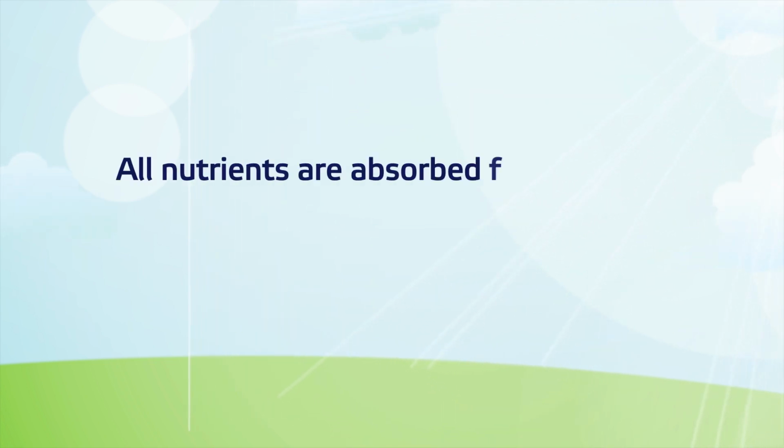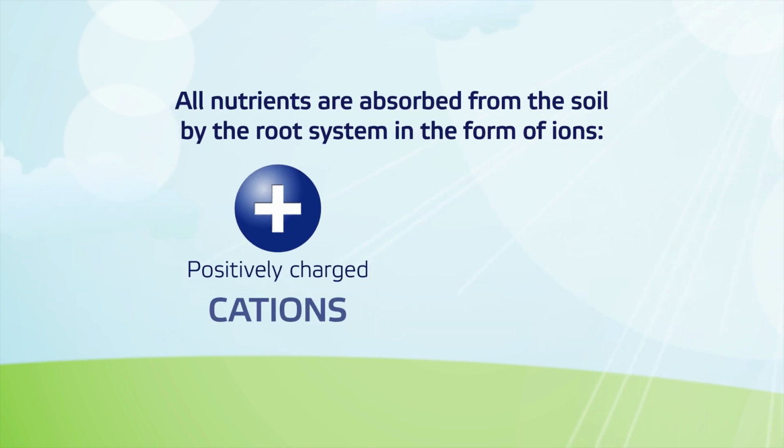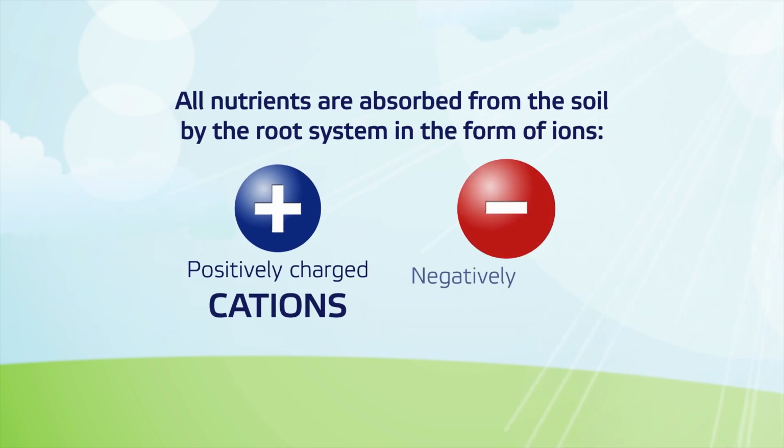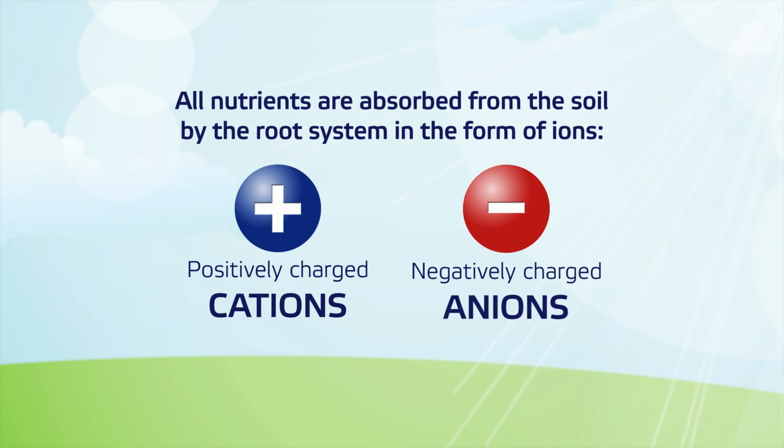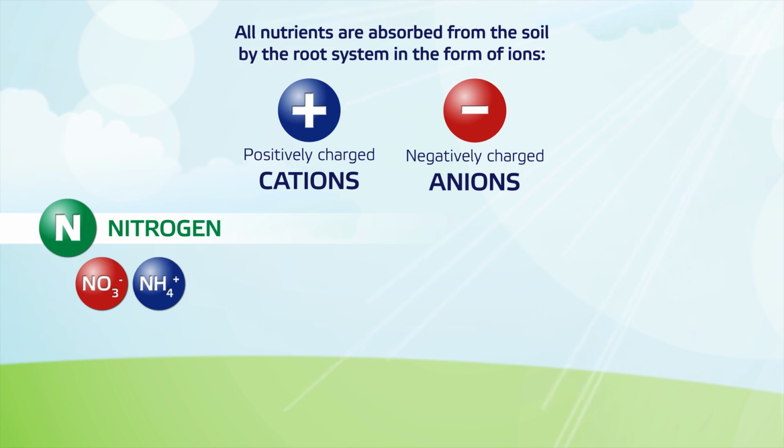The roots absorb all nutrients from the soil in the form of ions. Positively charged ions are called cations, and negatively charged ions are anions. Nitrogen can be absorbed as nitrate or ammonium ions. There are, however, certain exceptions. For example, legumes are also able to absorb the atmospheric molecular nitrogen with the help of nodule bacteria.